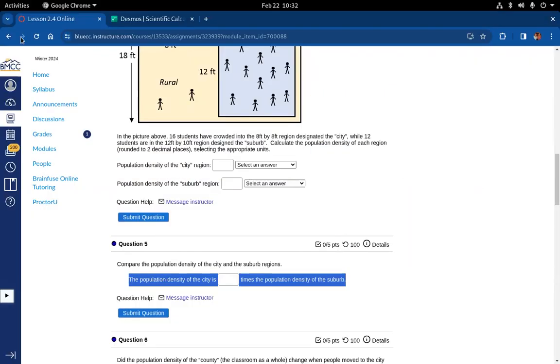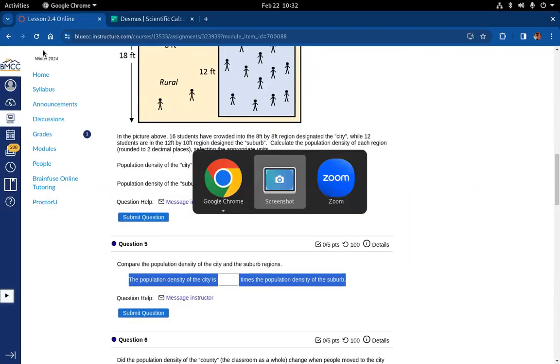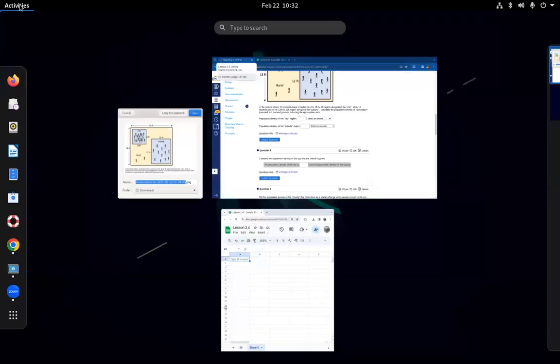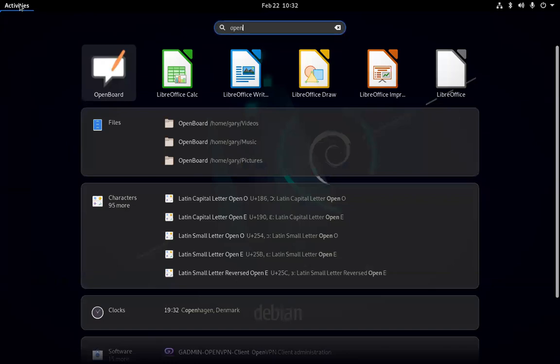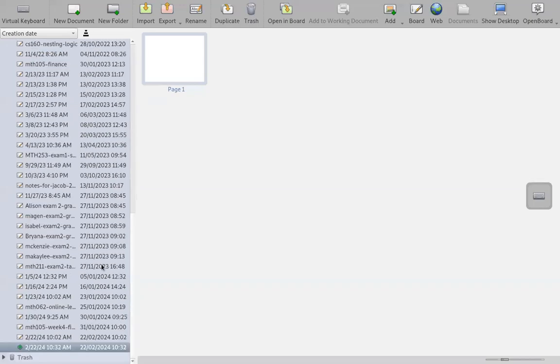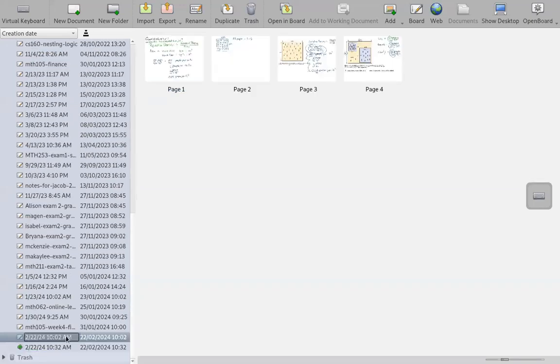Ooh, something just happened there. I think I just crashed my system somehow. Darn. Let's see if we can recover. It's usually good about saving my work. Ooh, this one.